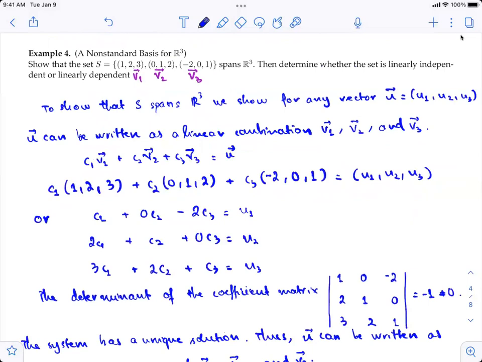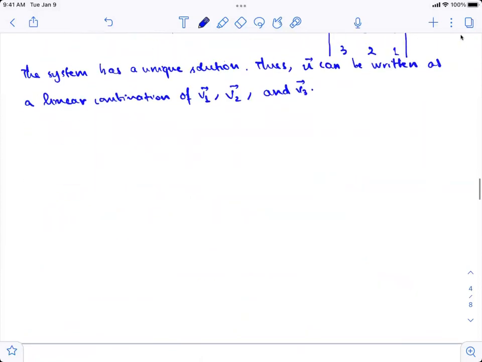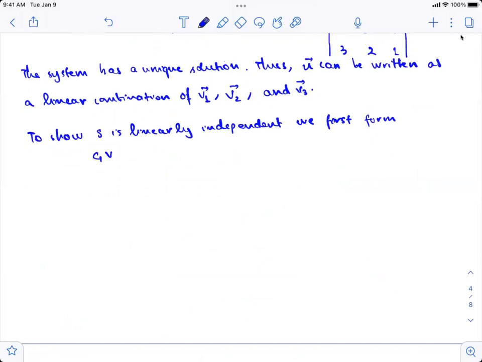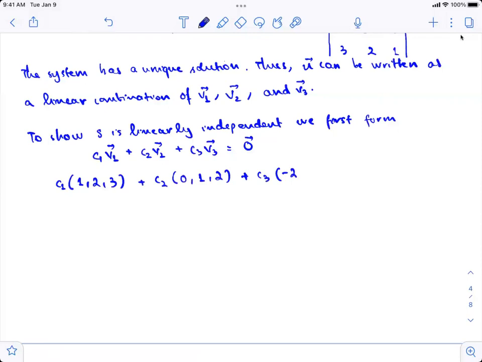Now, the next thing we want to show is whether the set is a linearly independent or linearly dependent set. Okay. So to show S is linearly independent, we first form: c1 times vector v1 plus c2 times vector v2 plus c3 times vector v3 equal to the zero vector. Or you have c1 times the vector (1, 2, 3) plus c2 times the vector (0, 1, 2) plus c3 times the vector (-2, 0, 1) equal to the zero vector.